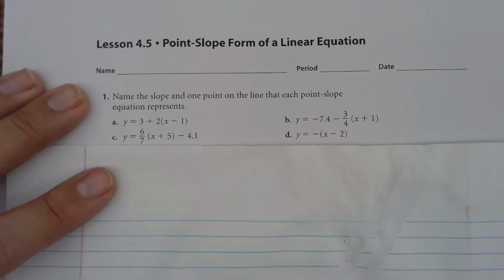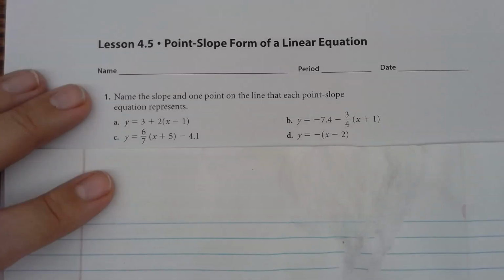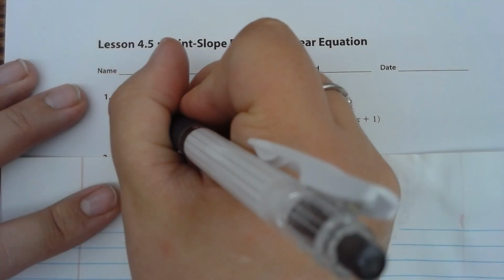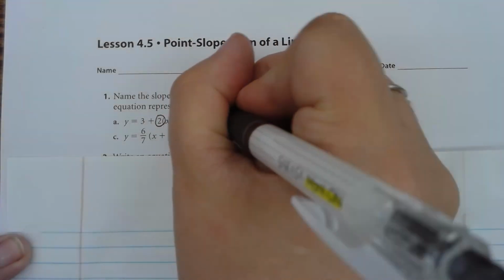between the slope and one point that each point slope represents. So, piece of paper. Maybe so. Okay, so your slope is here. So this one's m equals 2.